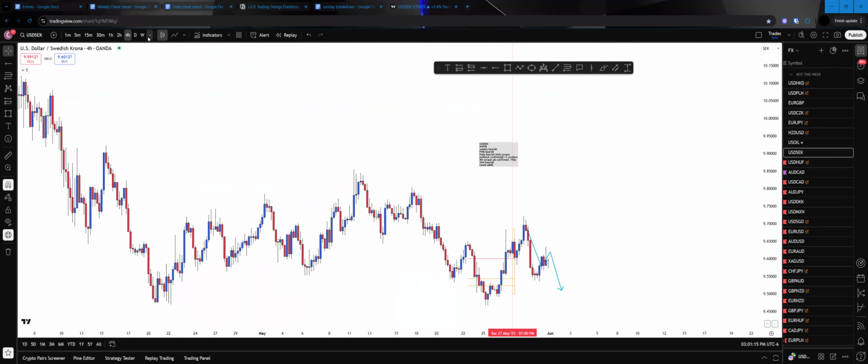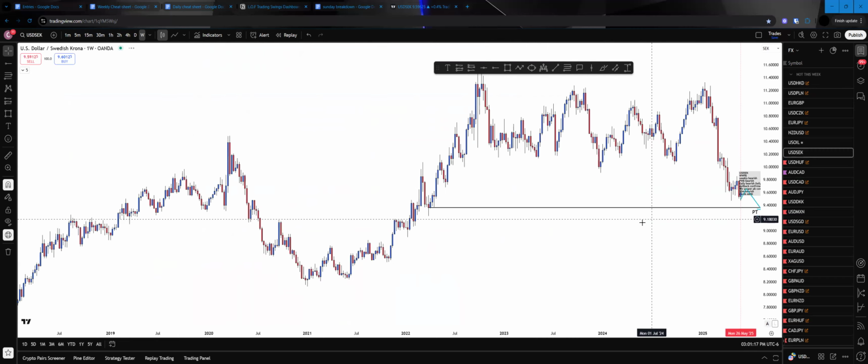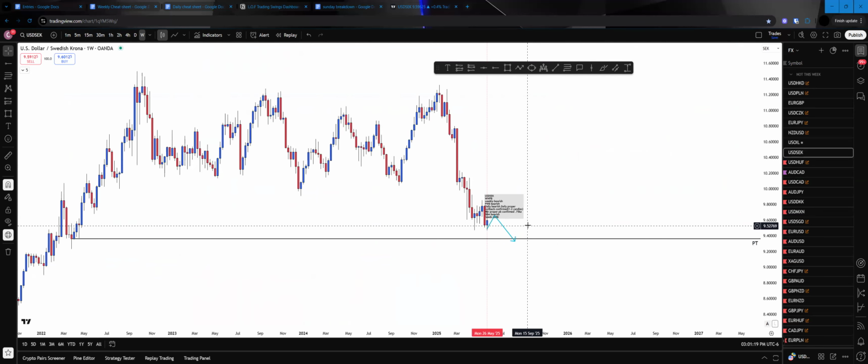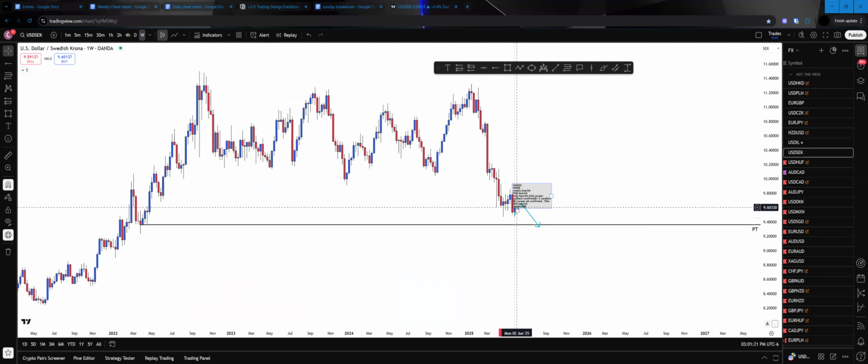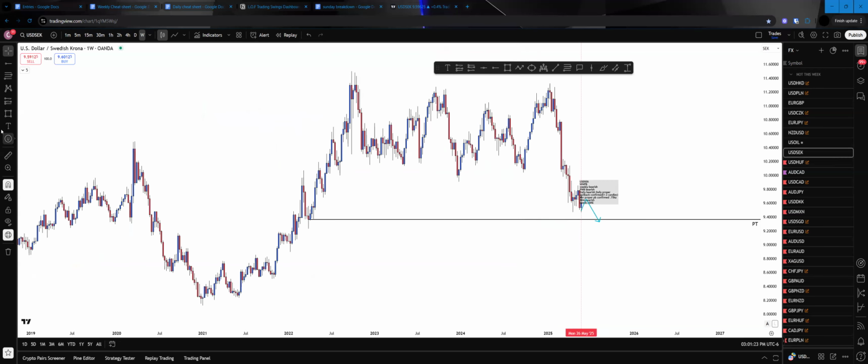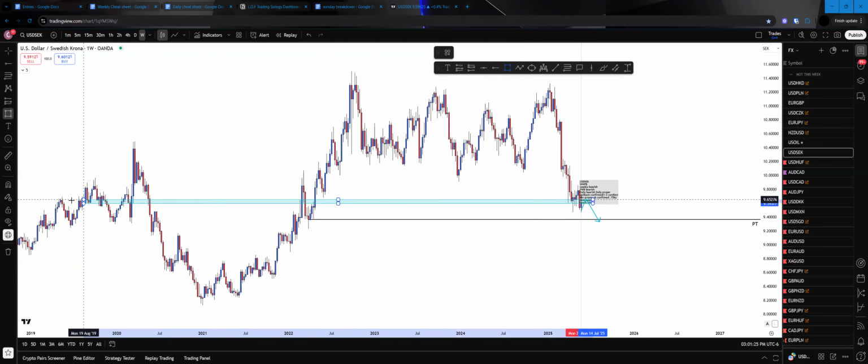Use the SEK on the weekly. Our previous weekly bias is bullish, so we can't sell. How far ago? 2019. It's a little too far for me, to be honest.